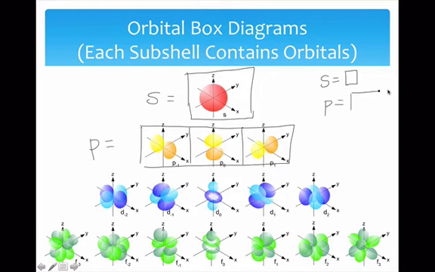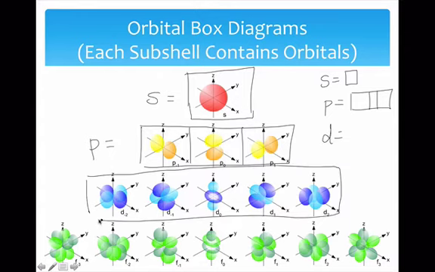P equals 3 boxes when I draw it. D equals the 5 different boxes because there's 5 different orbitals within these sublevels. So D would be 1, 2, 3, 4, 5. And F would have 7, all of these down here.